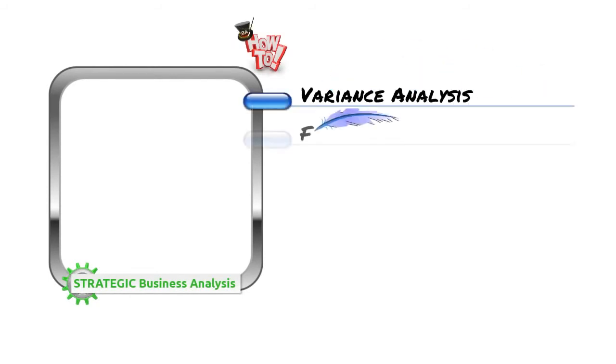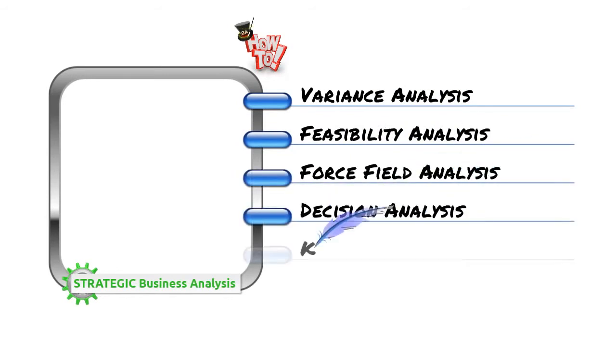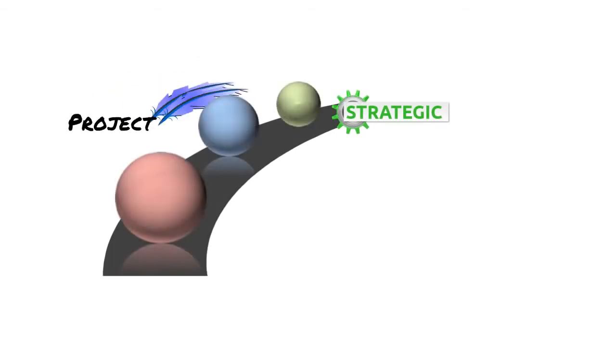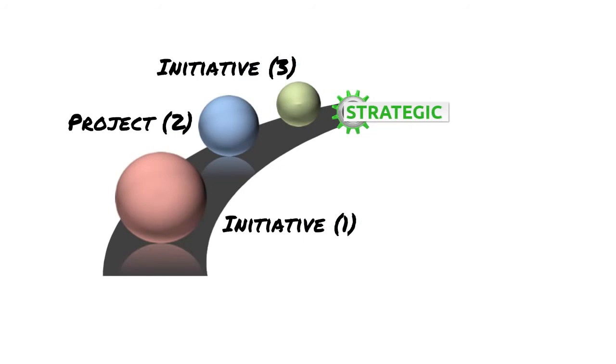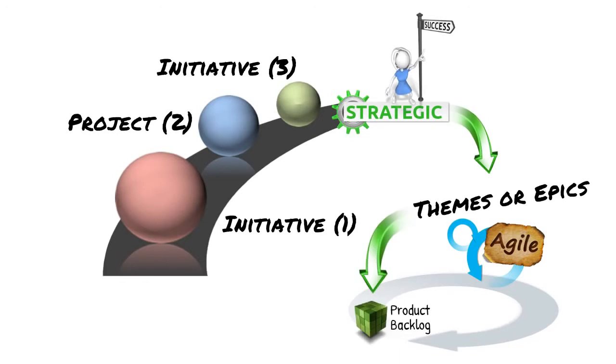This analysis employs techniques such as variance analysis, feasibility analysis, force field analysis, decision analysis, and key performance indicators to support senior management in the decision-making process. The primary outcome of this work is a set of defined, prioritized projects and initiatives that the organization will undertake to create the desired future. If the initiative includes the development of software using an agile software development methodology, or SDM, strategic business analysis identifies themes and/or epics and initiates a product backlog.